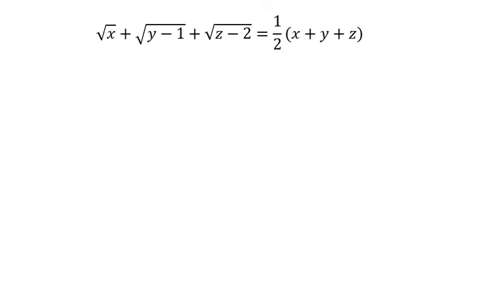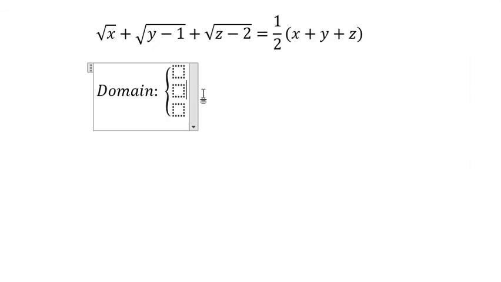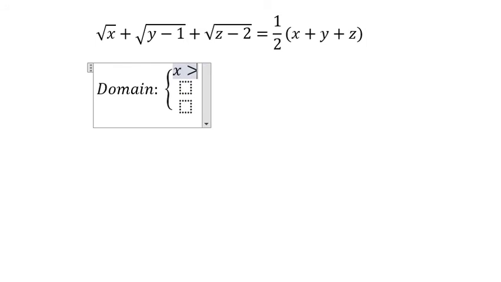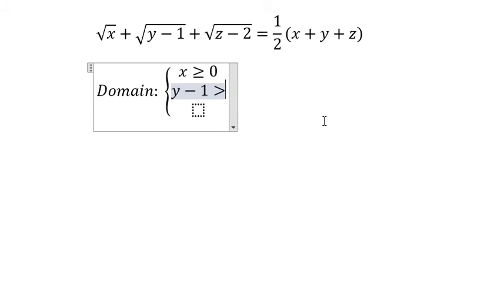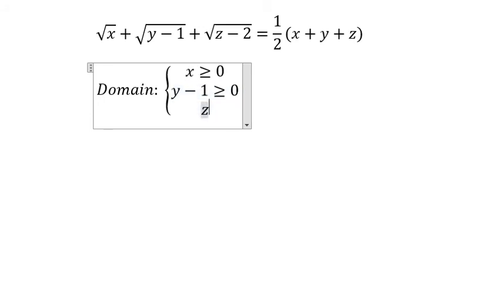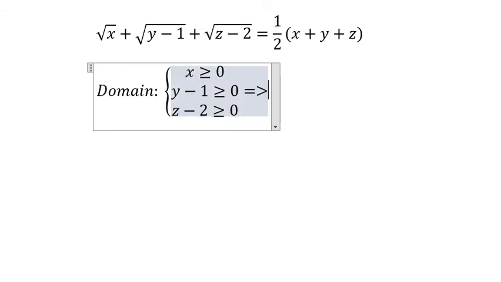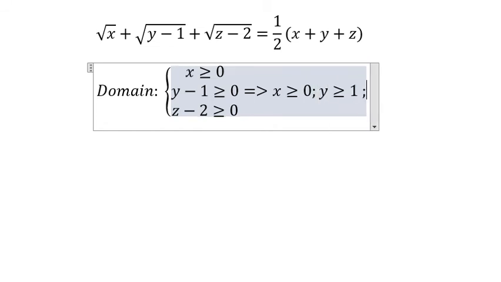Before we solve this equation, we need to find the domain. The domain for this equation is x is greater than or equal to 0, y minus 1 is greater than or equal to 0, z minus 2 is greater than or equal to 0. So we get x is greater than or equal to 0, y is greater than or equal to 1, and z is greater than or equal to 2.